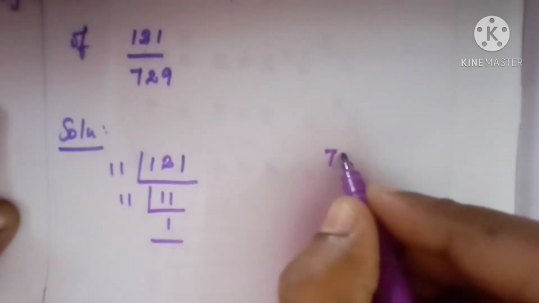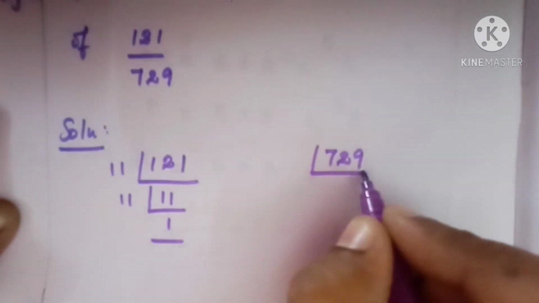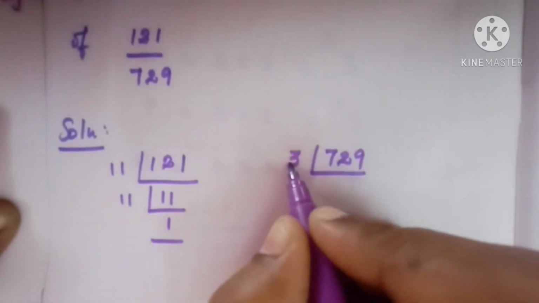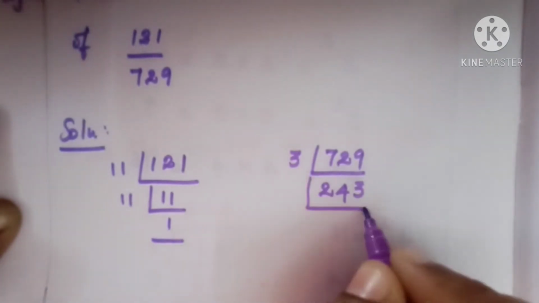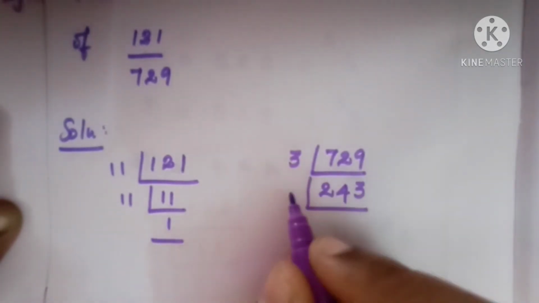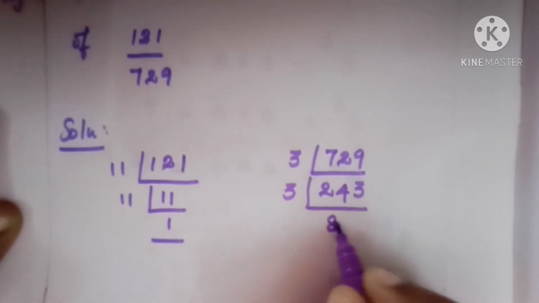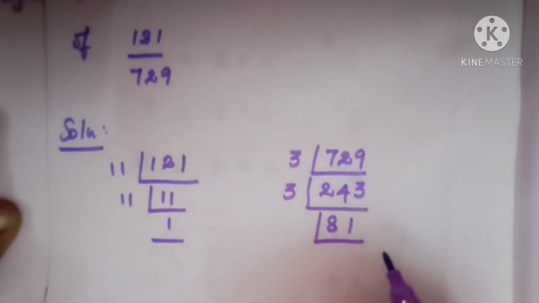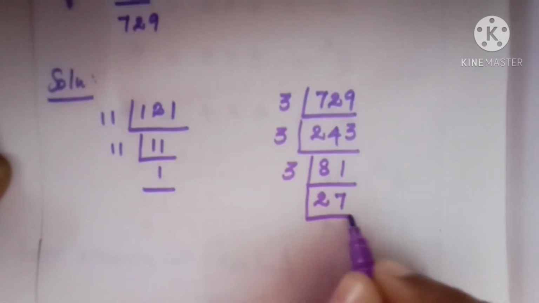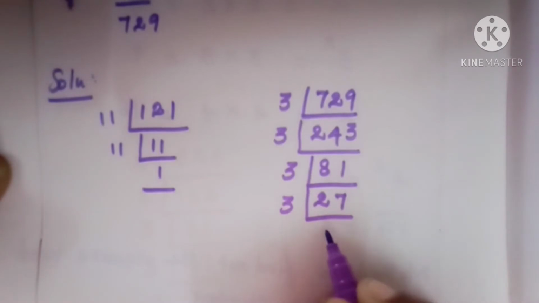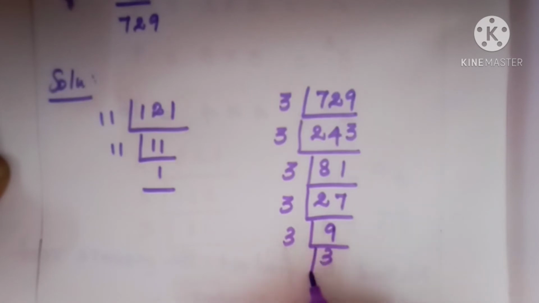Then 729. It's an odd number. Divided by 3 we get 243 (2 3s are 6, 4 3s are 12, 3 3s are 9). Again it's an odd number. It's divisible by 3. We get 81. Divided by 3 we get 27. It's also divisible by 3. We get 9. You know that 3 3s are 9. So it's divisible by 3. We get 1.